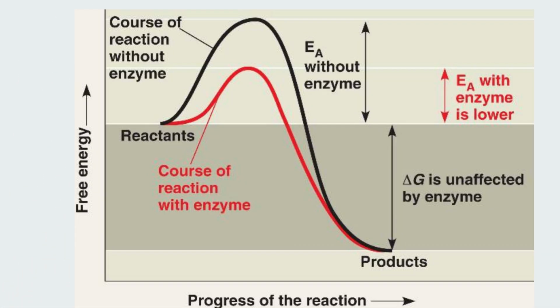Let's talk about the activation energy curve. A chemical reaction is like pushing a boulder over a steep hill. That hill is the activation energy. Without an enzyme, that hill is difficult to climb. The enzyme works by providing an alternative pathway, which makes the hill much smaller and easier to cross. At the very top of this hill is the transition state, a fleeting, high-energy moment. The energy unaffected by the enzyme is delta G.